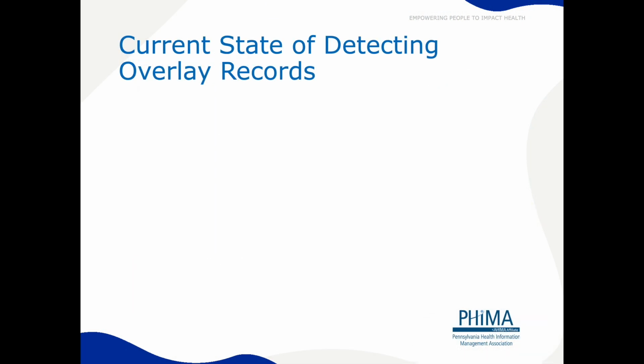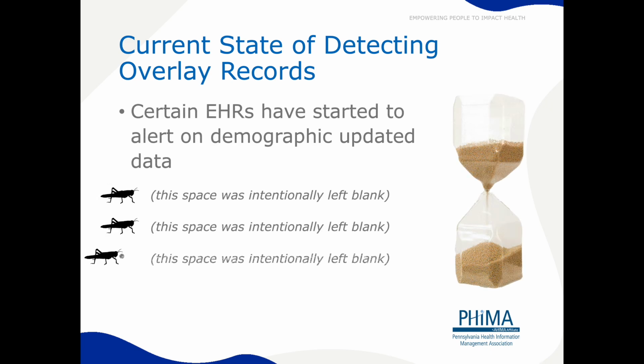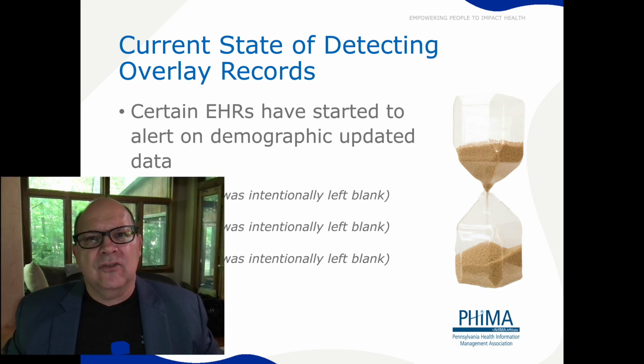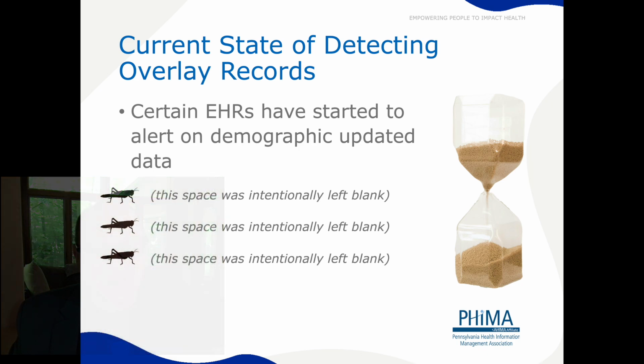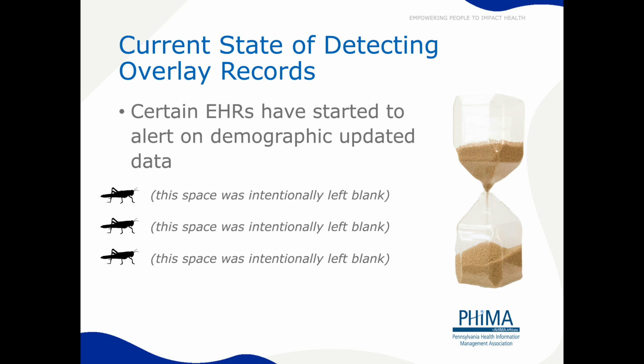The current state of detecting overlay records is abysmal. Certain EHRs, such as Epic, have recently started to create a queue of changes to demographic data and calling that overlay detection. But what this is doing is it's overburdening the HIM departments to look at every single demographic change and see if it has any meaningful value when it comes to overlay records. But that's it. This space was intentionally left blank in the slide because there's no other solutions out there. We're still waiting. And that's what we're going to talk about today.